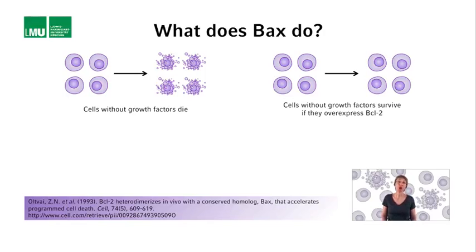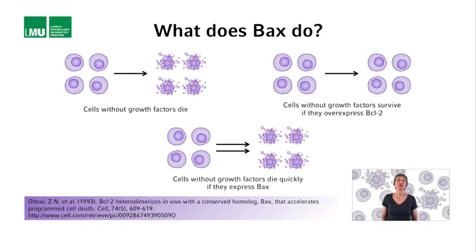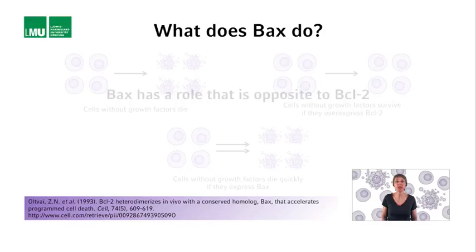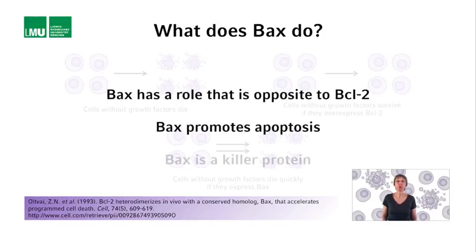What Korsmeyer and colleagues found is that after growth factor removal, cells expressing Bax died even faster than control cells. What did this mean? It suggested that rather than blocking apoptosis, the Bax protein promotes or accelerates apoptosis. Bax is a killer protein, a protein with pro-apoptotic function.